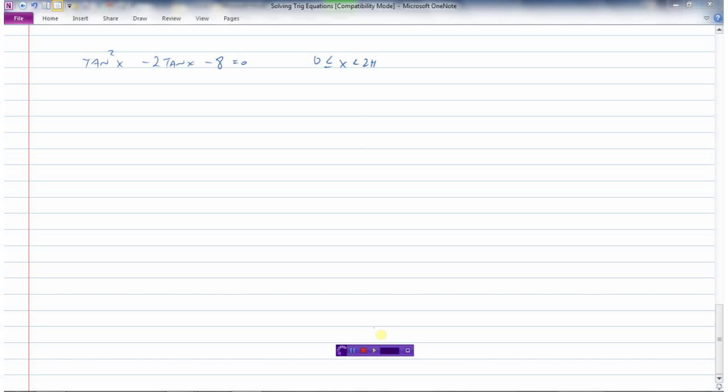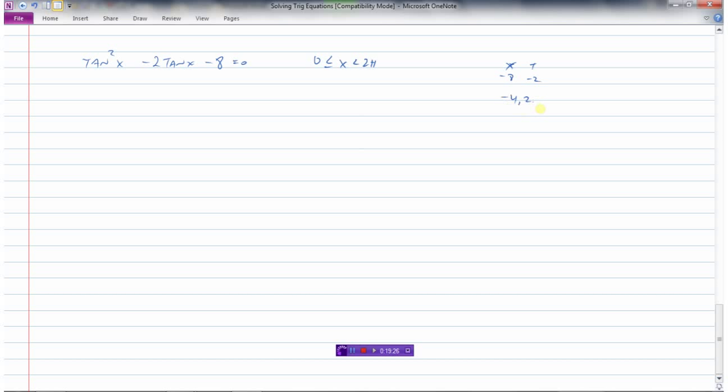In this final example, we have tan squared x minus 2 tan x minus 8 equals 0. And we are just going to find the ones between 0 and 2 pi. So maybe you're wondering how this is different. Well, you'll see. But every trig equation is done the same way. We need to isolate tan x. So this is a quadratic. So quadratic functions, we've got to factor these ones. So we've got to find two numbers that multiply to negative 8 and add to minus 2.